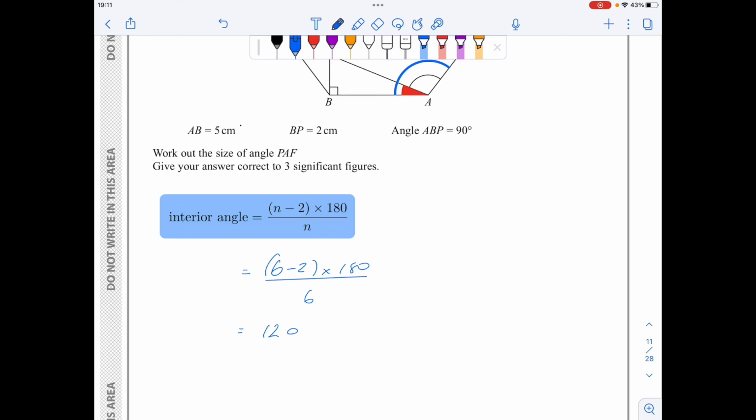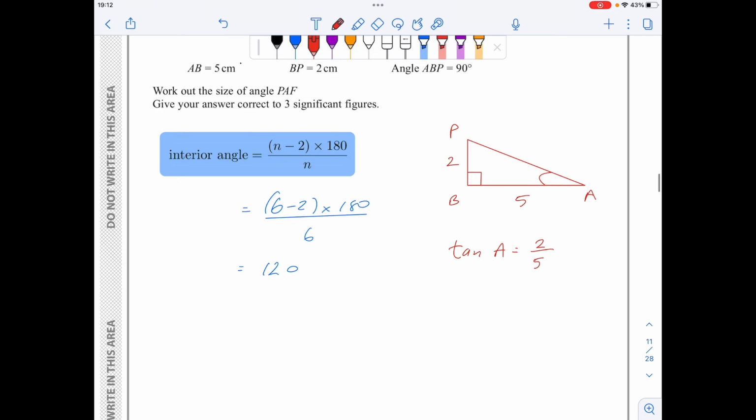Then to find angle PAB, I'll have a right angle triangle. I am given AB and BP to be 5 and 2 respectively. So I'll use the tan ratio. Tan A equals opposite over adjacent. Hence A is the inverse tan of 2 over 5. Put this on the calculator, you'll get 21.8 and so on.